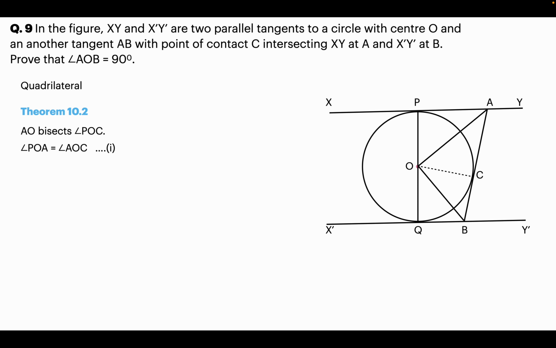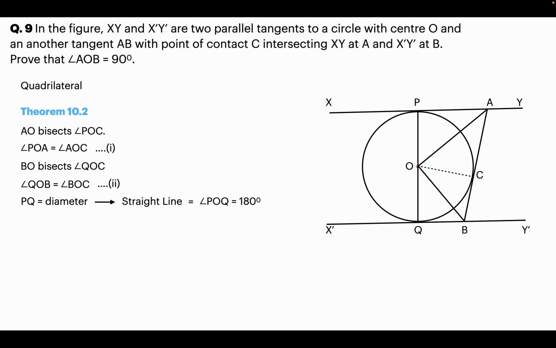Let's say this is expression 1. Similarly, I can say that BO bisects angle QOC. This angle QOC is bisected by BO. That means angle QOB is equal to angle BOC. And this is, let's say, expression 2. And here PQ is a diameter. That means a straight line. An angle on both sides of a straight line is going to be 180 degrees. So angle POQ is going to be 180 degrees.